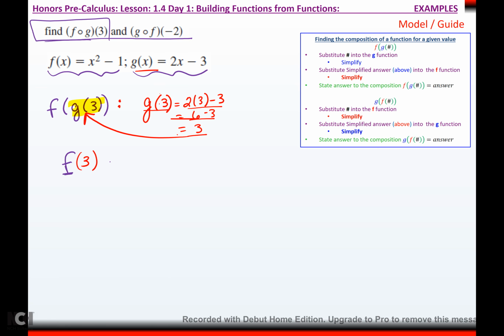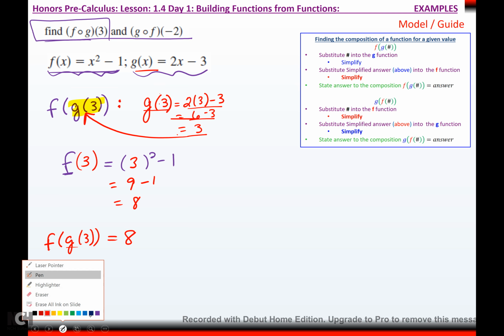And now I'm ready to go to my second party, the F party. And the F party says, bring me what you got, square it, subtract 1, and that's your prize for the night. So I bring my 3, square it is 9, take away 1 is 8. So I would say f of g of 3, after my night of G party and F party, I walk away with 8. Okay?